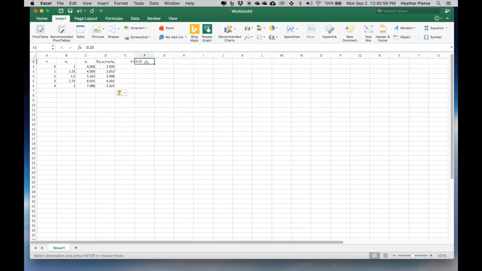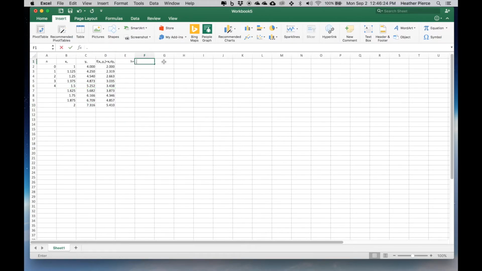Now let's suppose we want to change the h value to 0.125. I can now copy all of these formulas down until I get to 2. And now my estimation is 7.316. So we've seen it increase slightly from 7.088.